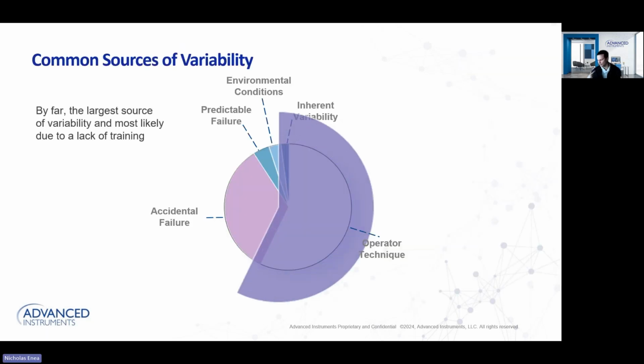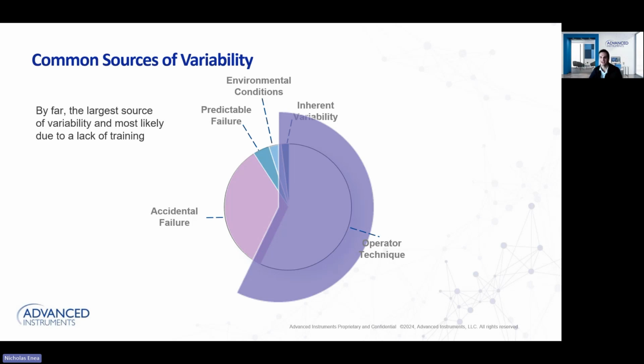I think in order to understand tolerances, we also have to really understand where variability comes from within liquid handling. Now, in this specific example, this is based around pipetting. This pie chart will change for liquid handling, but the concepts are the same in general. So when it comes to sources of variability, especially in the pipetting world, there's a few variables that we have to weigh. One is predictable failure.